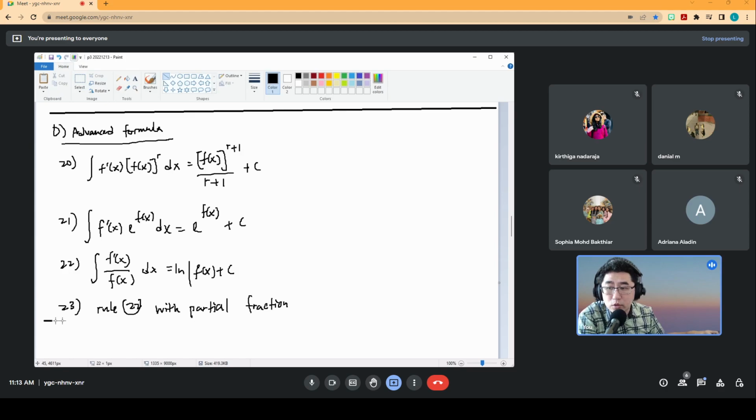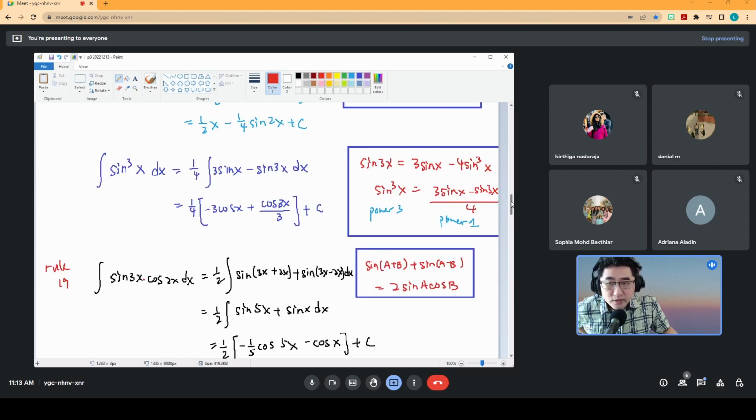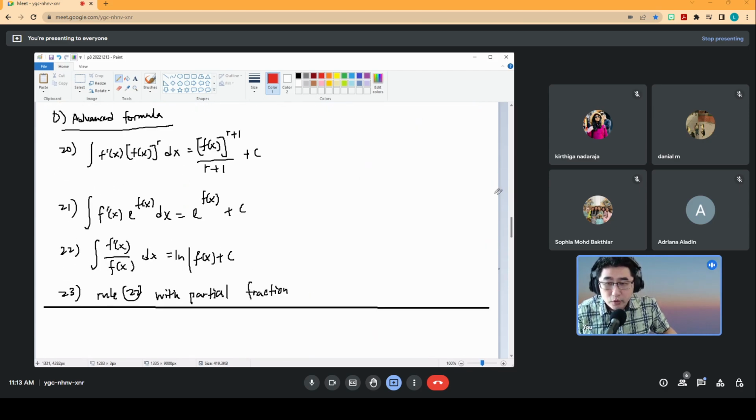Okay. So we have rules 20, 21, 22, 23. So this is advanced formula. At these sections, we will assume students are already okay with the ABC that we have above. So how do we actually understand these rules?